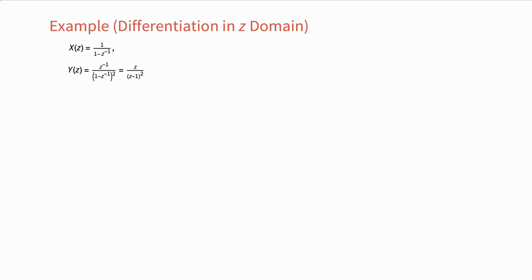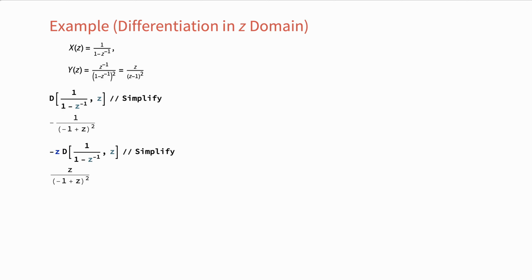As an example, given the z transform of the sequence x of n as shown here, let's use the differentiation theorem to find the causal sequence y of n whose z transform is given as indicated here. Following the terms in the differentiation in the z-domain theorem, if we take the derivative of X of z with respect to z and multiply by minus z, you can see that the expression that we get is equal to Y of z.